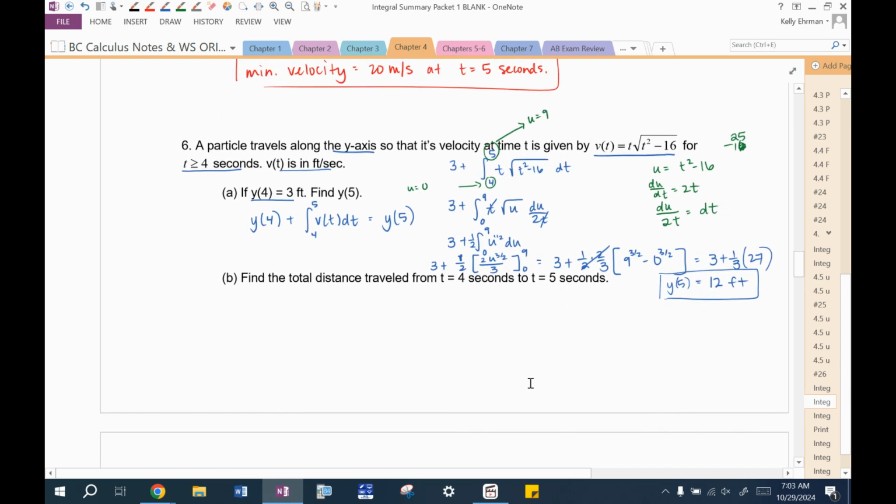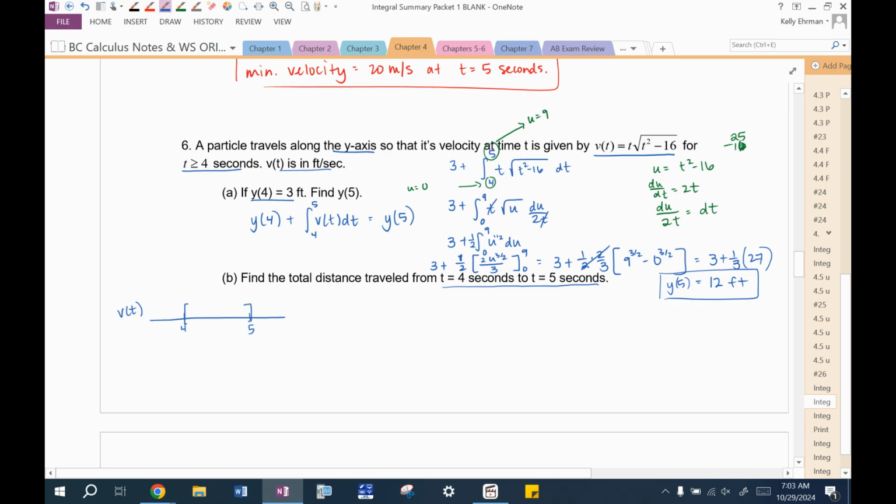Okay, find the total distance traveled. This could be tricky because remember we have to ask when v of t is positive versus negative. So let's take a look from 4 to 5 seconds. You need to think about v of t. Am I really going to sketch the graph? Not really, but I do want to figure out what I get when I plug in 4 and 5, and whether the graph has any zeros in between. So we're looking on the interval 4 to 5.